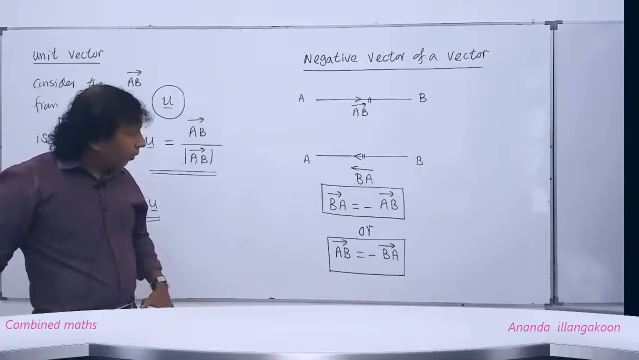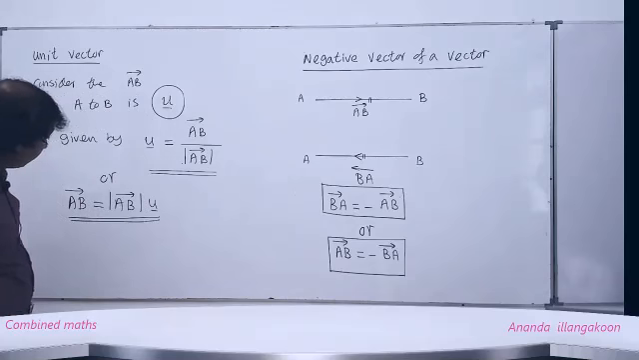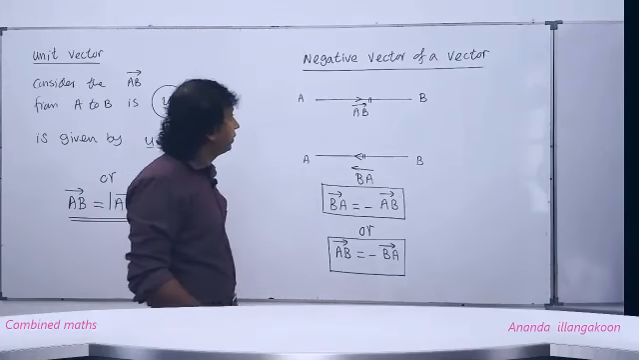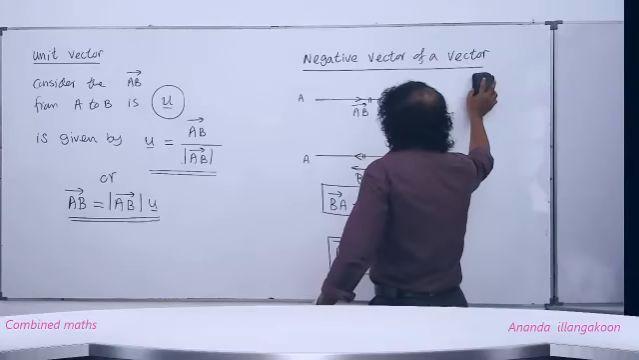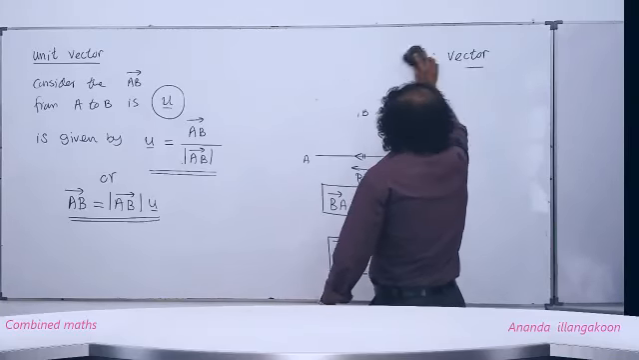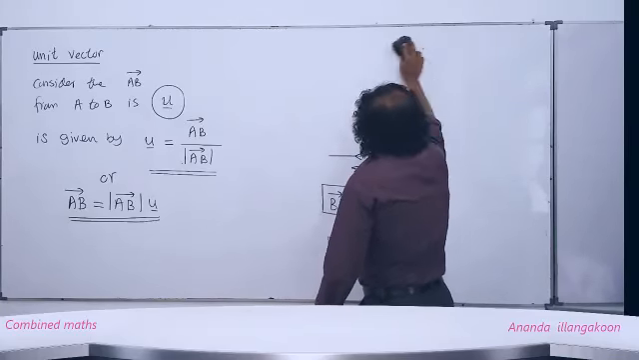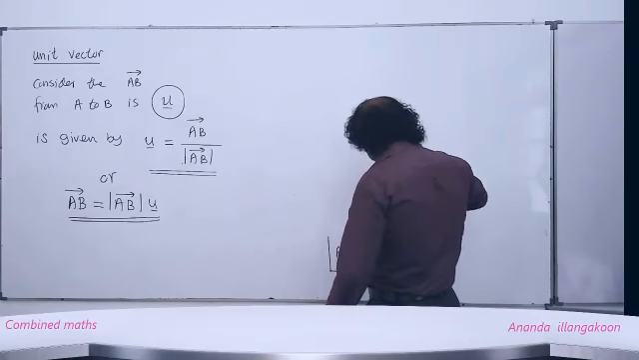Okay. Next one, write down. Next type of vector is null vector.